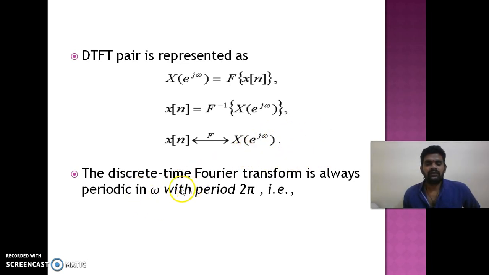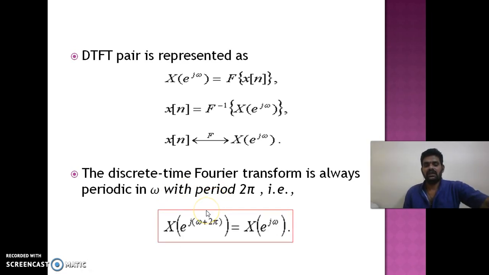Next, remember, the DTFT is always a periodic function with periodicity 2 pi. That is, X of e power j omega plus 2 pi is equal to X of e power j omega. You can say this is a first property also. Some textbooks write this as a property, but it is a general nature of the discrete time Fourier transform. It is always periodic in nature.